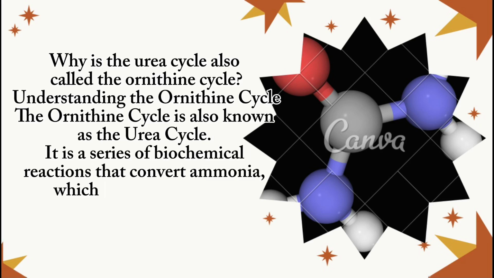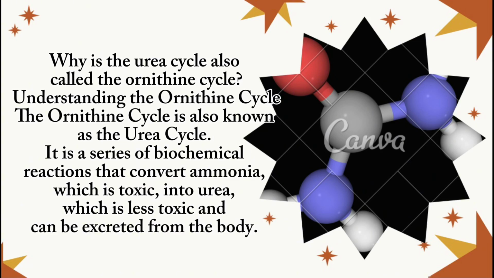Why is the urea cycle also called the ornithine cycle? The ornithine cycle is also known as the urea cycle. It is a series of biochemical reactions that convert ammonia, which is toxic, into urea, which is less toxic and can be excreted from the body.